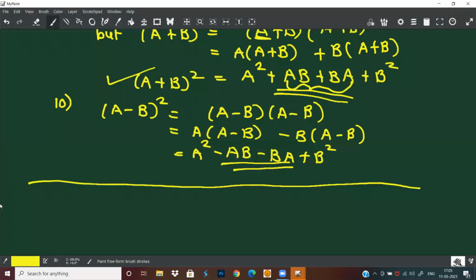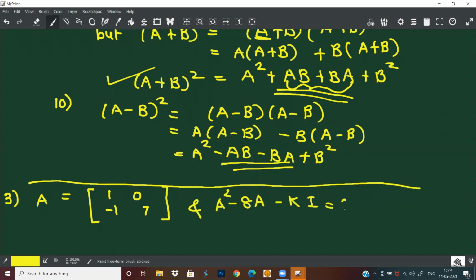I'll give you one sum to try. One zero minus 1 7. Find K. Try करोगे? Find K.